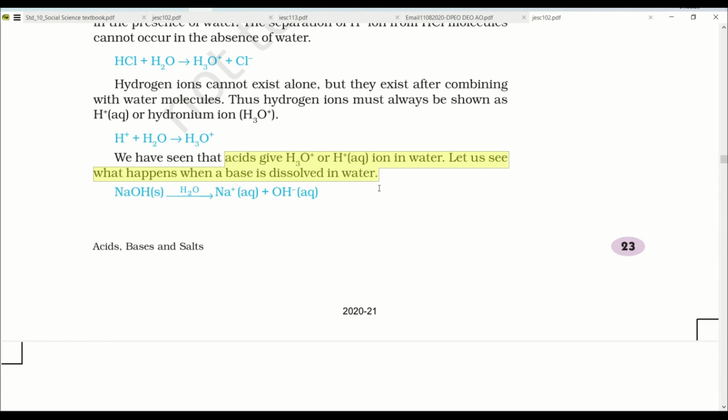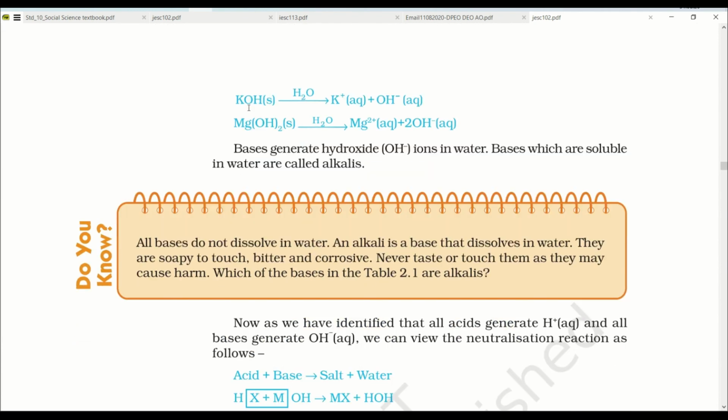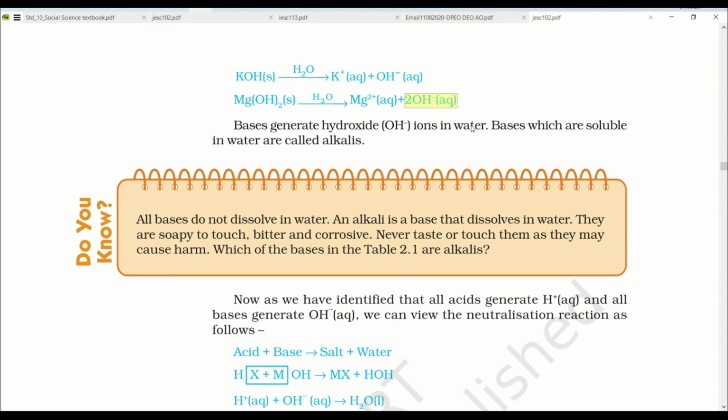Let us see what happens when a base is dissolved in water. When a base is dissolved in water, for example sodium hydroxide, sodium and hydroxide ions are formed. So bases produce hydroxide ion instead of hydrogen ion. Potassium hydroxide when reacted with water produces potassium plus hydroxide ion. Same way, magnesium hydroxide produces magnesium plus hydroxide ion. Bases generate hydroxide ion in water. Bases which are soluble in water are called alkalis.